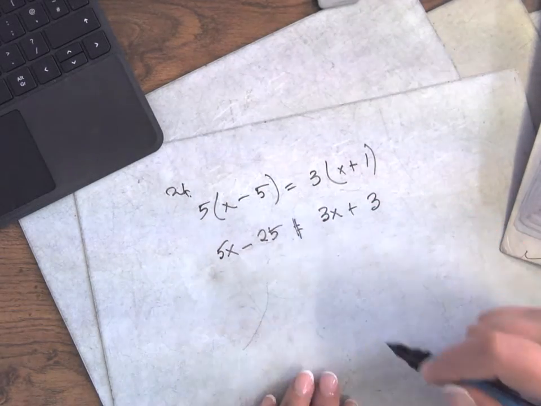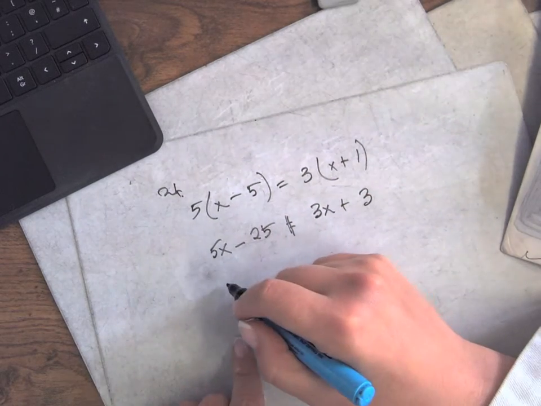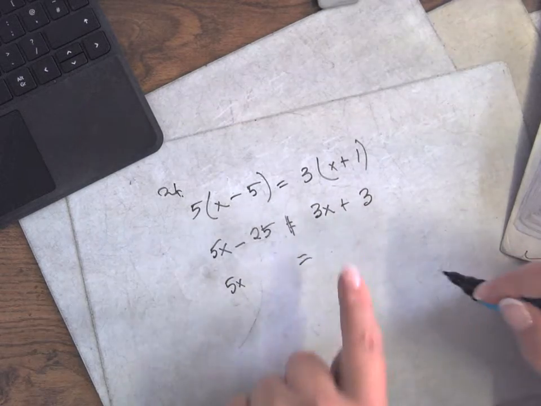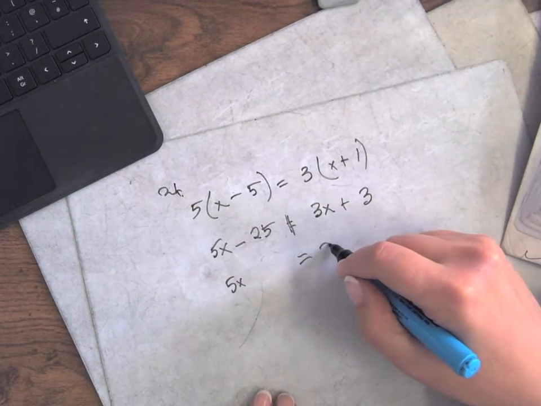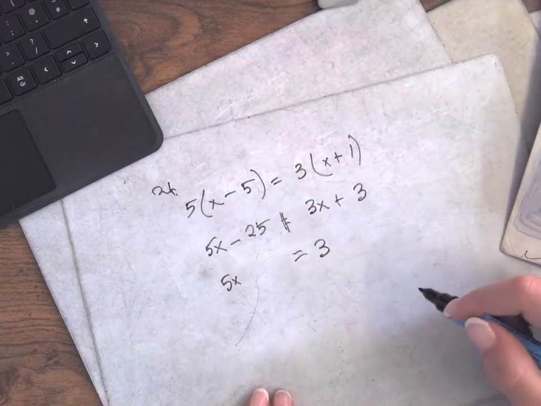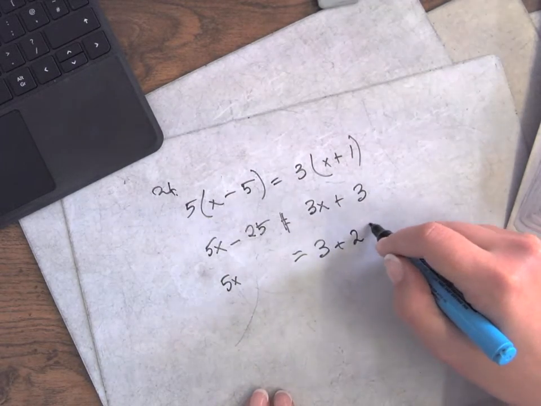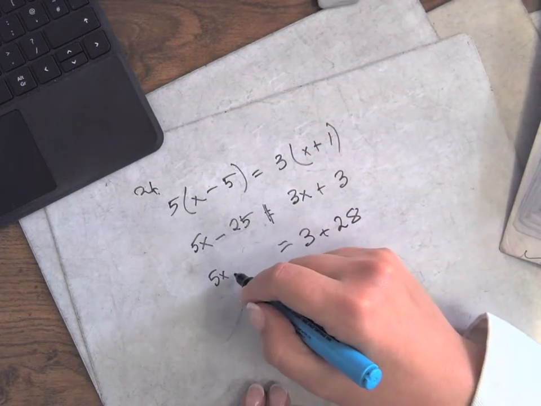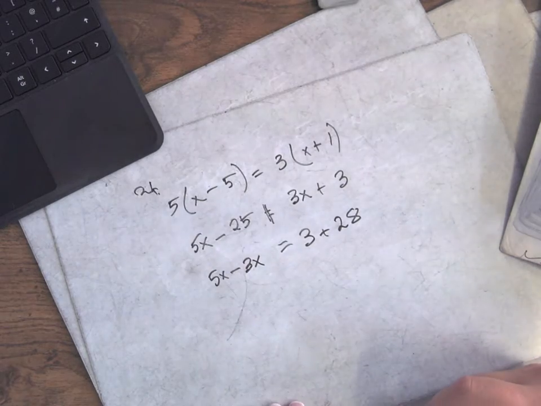Now build a wall. X is on one side, numbers on the other. Is 5X where you want it to be? Yeah. Is minus 25 where you want it to be? No. Is 3X where you want it to be? No. Is 3 where you want it to be? Yeah. So bring over the minus 25, what happens? Plus 25. And bring the 3X the other way and it becomes minus 3X.